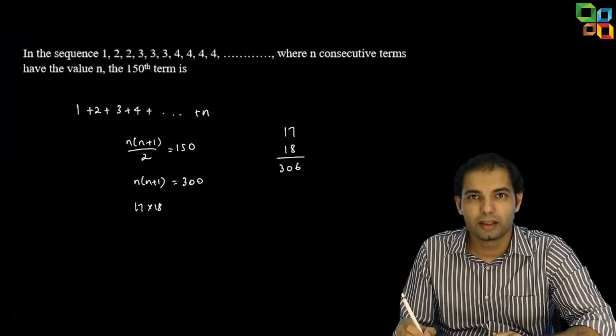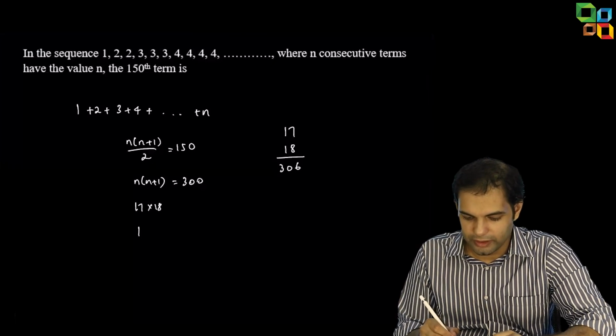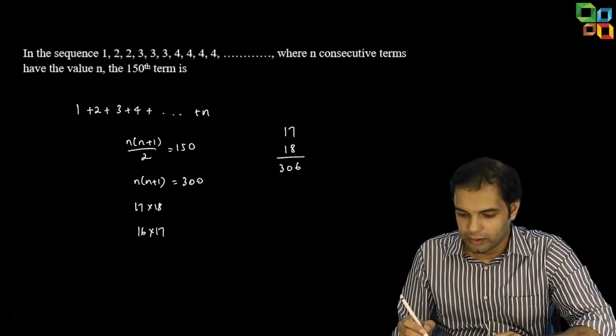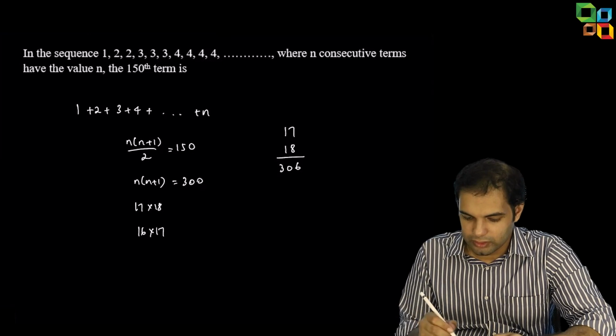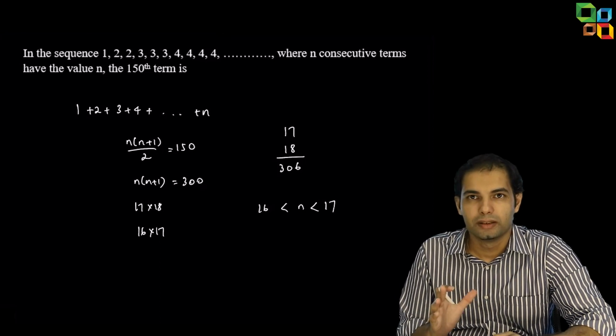306? Is it 306? Yes, sir. Okay, so it crosses. And then obviously, if I take 16, then it's 16 into 17. This will be less than 300, right? For sure. Okay. Now, what I got is that some n is there between 16 and 17 which satisfies this equation. Right? That's what we are getting.